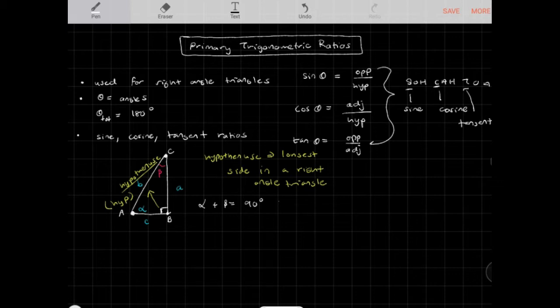Complementary angles are angles that add up to 90 degrees, because we know that the total sum of angles in this triangle should equal 180, and this is already 90, right? So these are complementary angles, well, they should be spelled with an E, complementary angles.